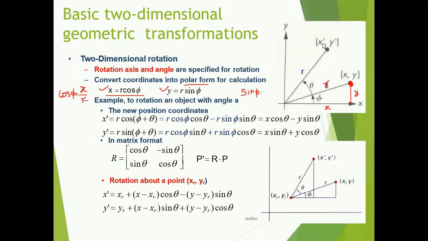Sin phi is the opposite side divided by the hypotenuse, that is r. The opposite side is y. Again, what is y? If you rearrange it, y is equal to r sin phi. So this is how you get the values for x and y in the polar form.